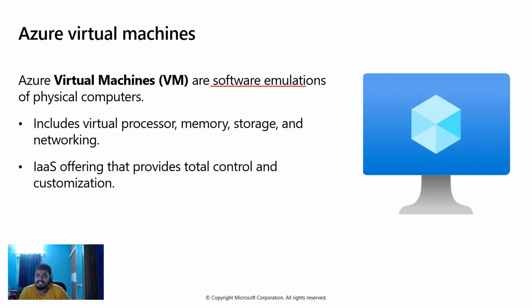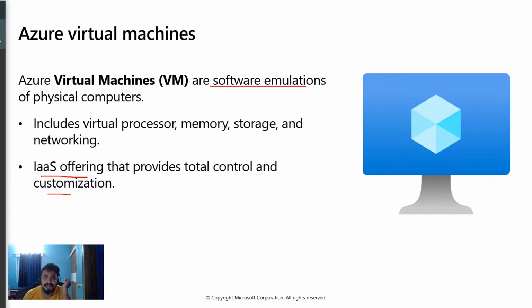So what I did, I just went to the portal, installed a virtual machine there, and took that VM. In that VM, I installed everything and managed the stuff, and my computer is a bit faster, right? It's like a software emulation of a physical computer. It's a physical computer, but emulated. So everything is virtual there: virtual processor, memory, storage, networking. It's an IaaS offering, you can control and customize it.